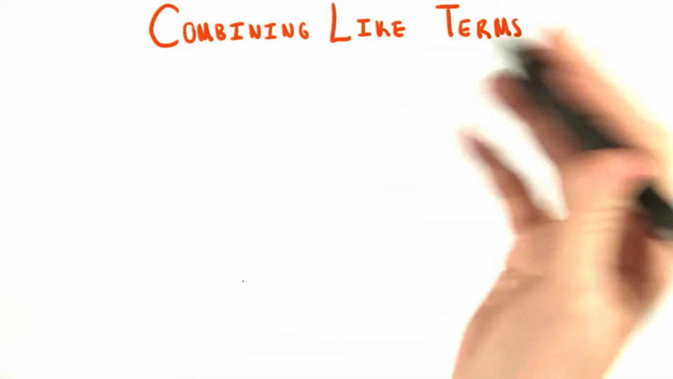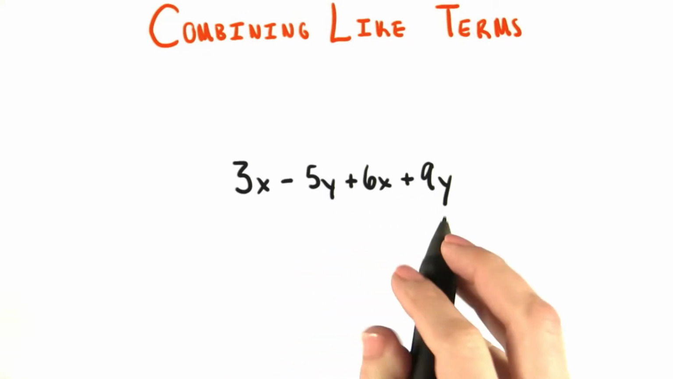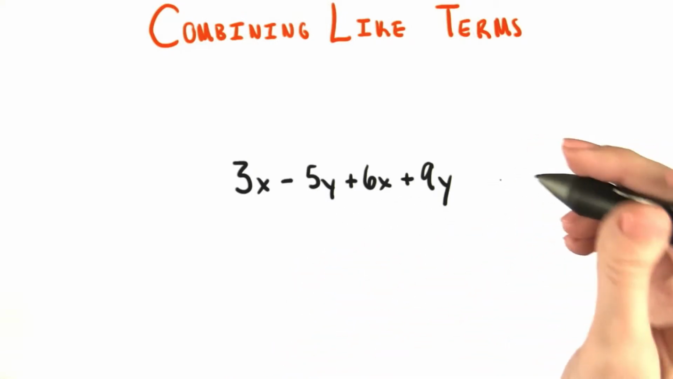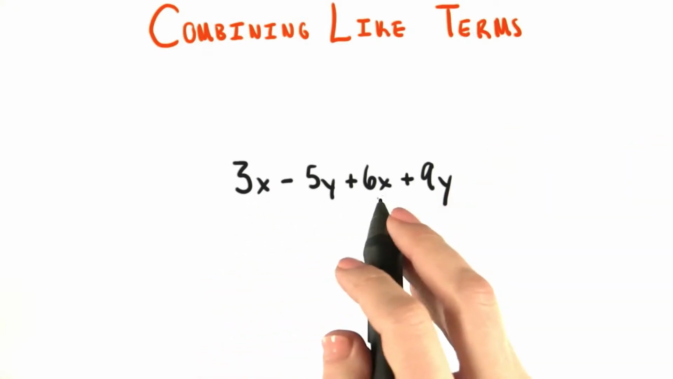Let's say we just have some expression. I picked 3x minus 5y plus 6x plus 9y. Now, how could we simplify this expression? Well, I think we need to remember what each of these terms really means.